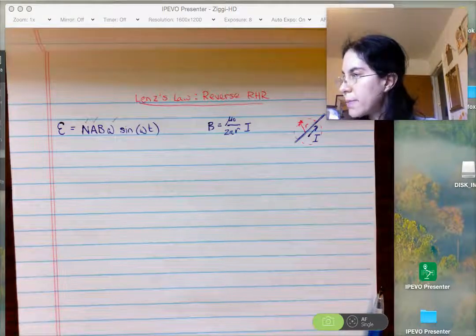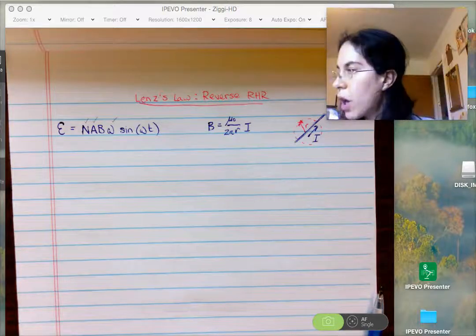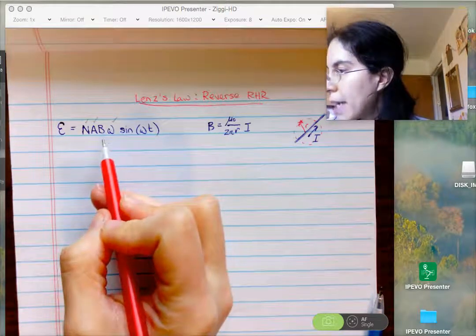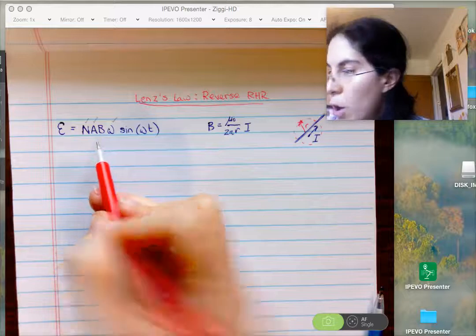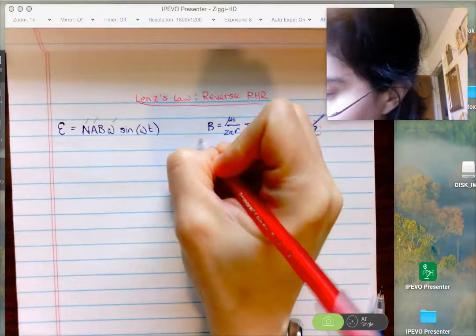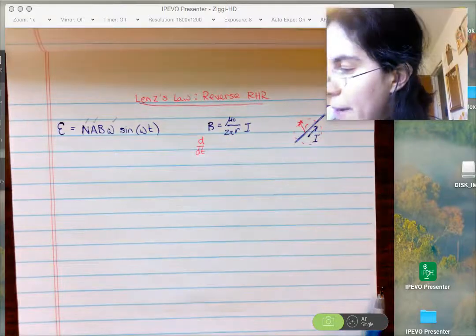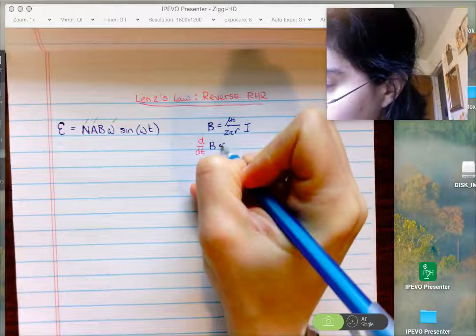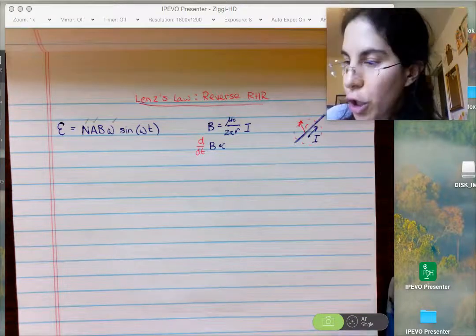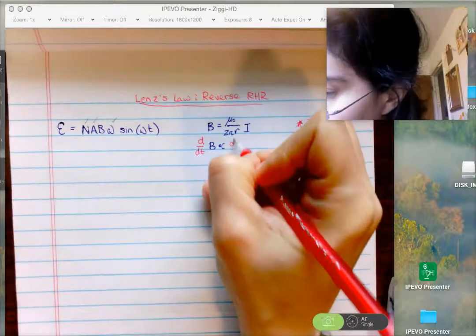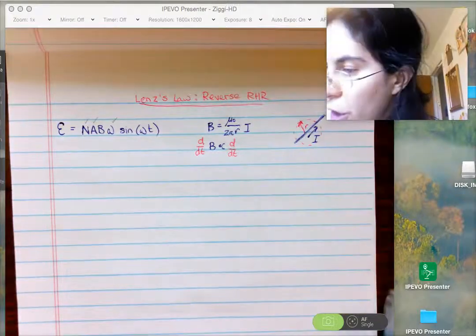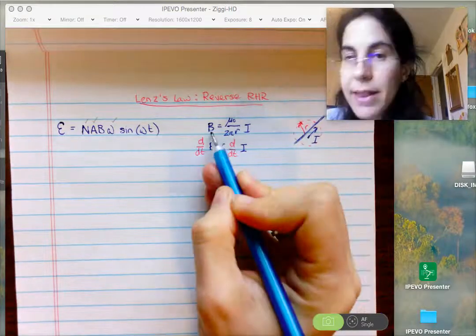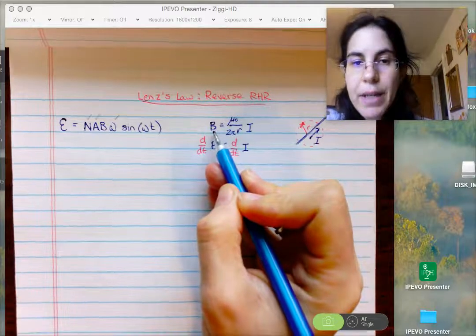We said in Faraday's law that the EMF is proportional to the change in magnetic flux over time. Well, if your magnetic field is changing over time because you're increasing the current, the result is going to be directly proportional to, that's what this little sign means, the change in the current. If you don't change the current, the magnetic field is going to be constant. It's not going to show up in anybody's derivative.